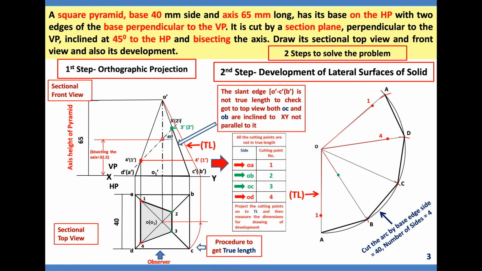OB is 2, OC is 3. Now we got all the points on the development. Join it: 1 to 2, 2 to 3, 3 to 4, 4 to 1. Don't forget to join the slant edges from A to 1, B to 2, C to 3, D to 4 and A to 1. So this is the sectioned development of the square pyramid. Hope you understood.